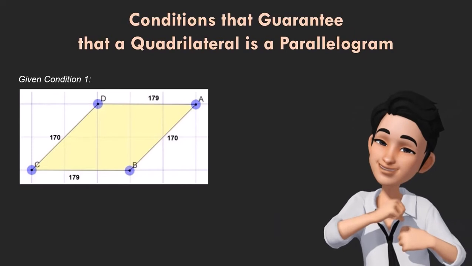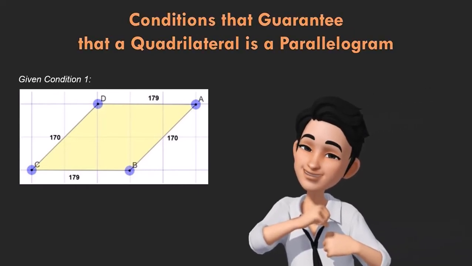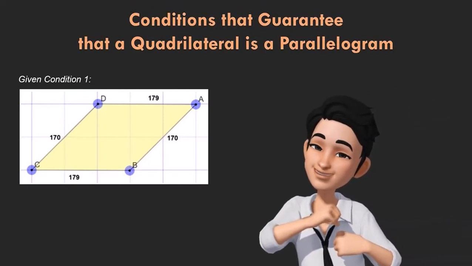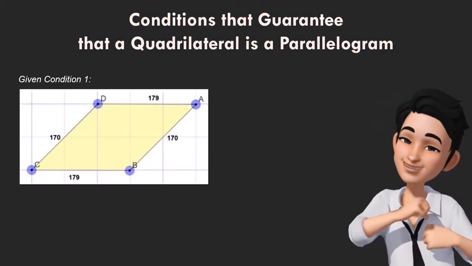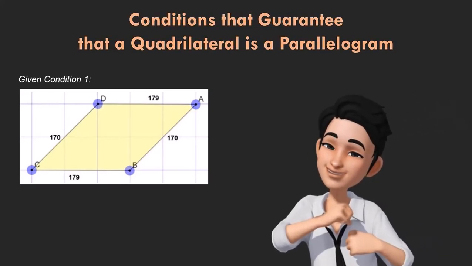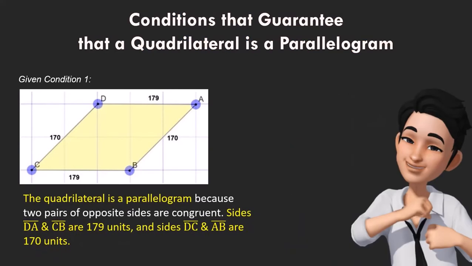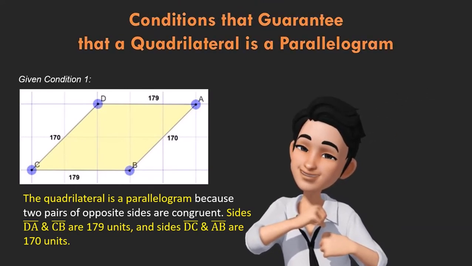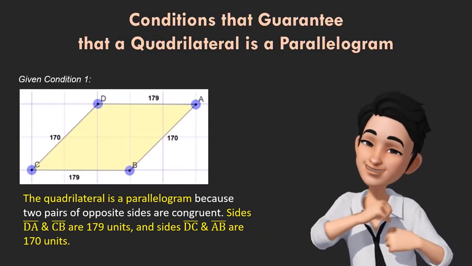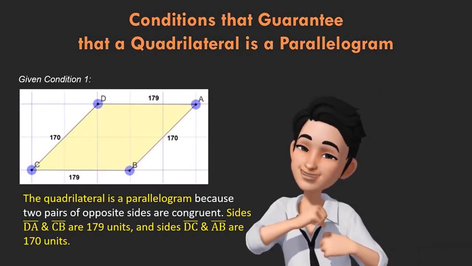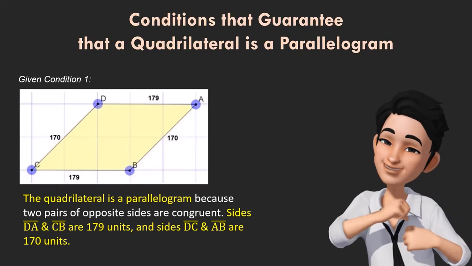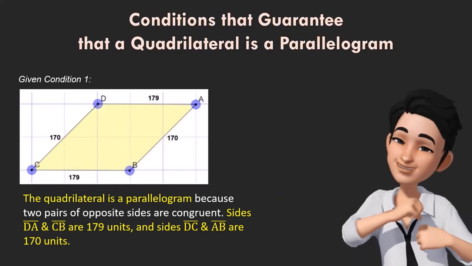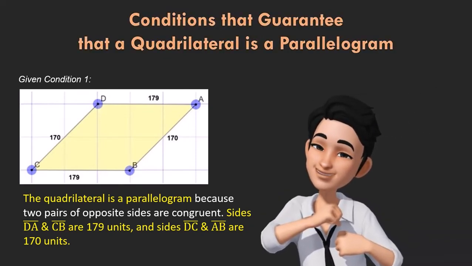Why? Can you tell me what terms, concepts, or property we could use to justify that this given quadrilateral is a parallelogram? Alright, we can use parallelogram property number 1. The given quadrilateral is a parallelogram because two pairs of opposite sides are congruent. Sides DA and CB have the same measure, which is 179 units, and sides DC and AB likewise have the same measure, which is 170 units.